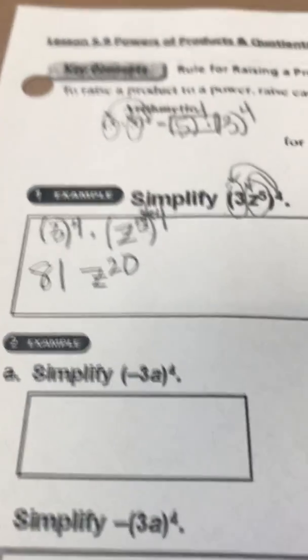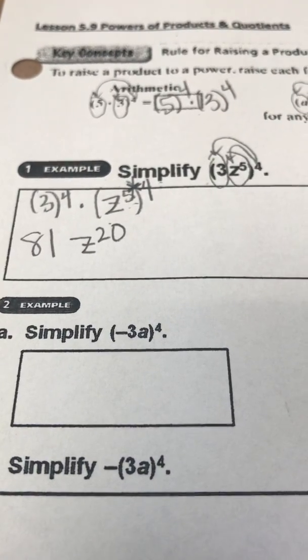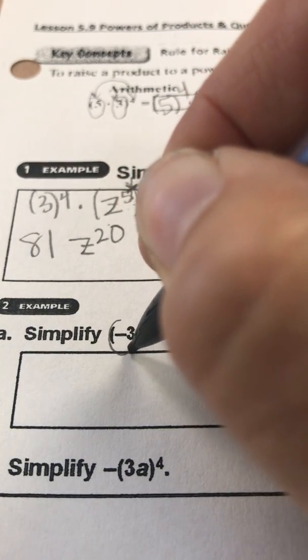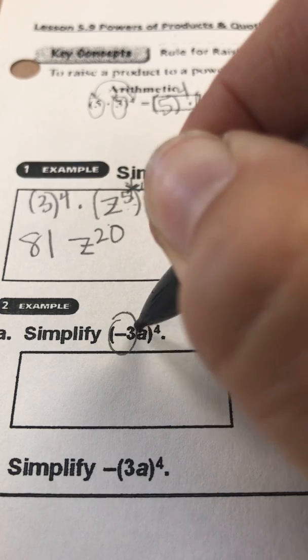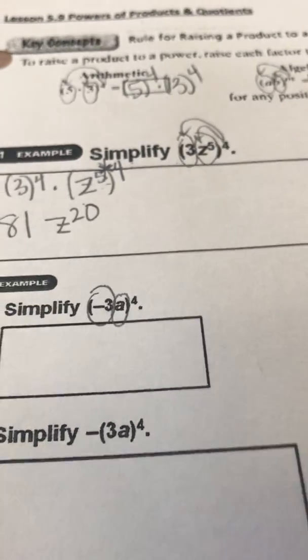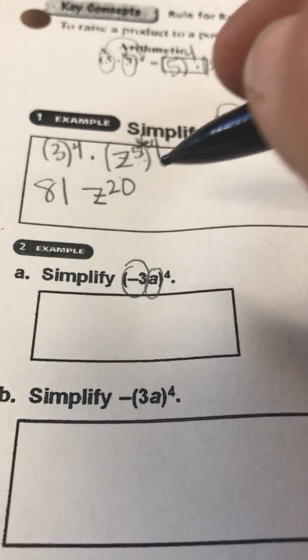All right, let's try another one. Next one, negative 3a to the 4th. We have two different terms. Negative 3, those go together, and then we have an a. So each one is going to be raised to the 4th power. So give each factor its own parentheses.